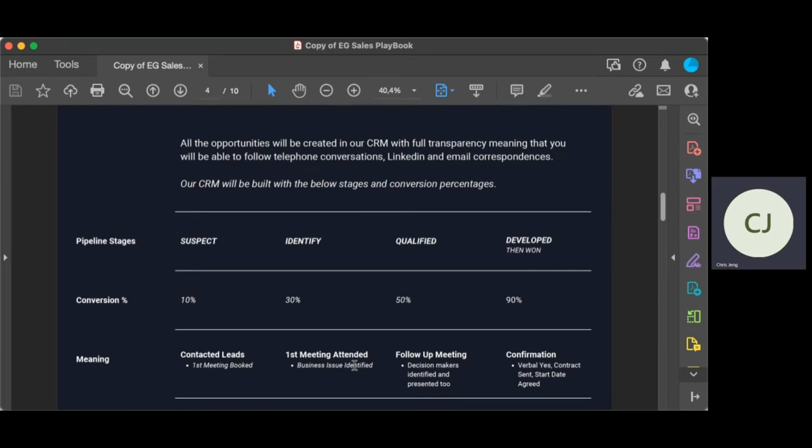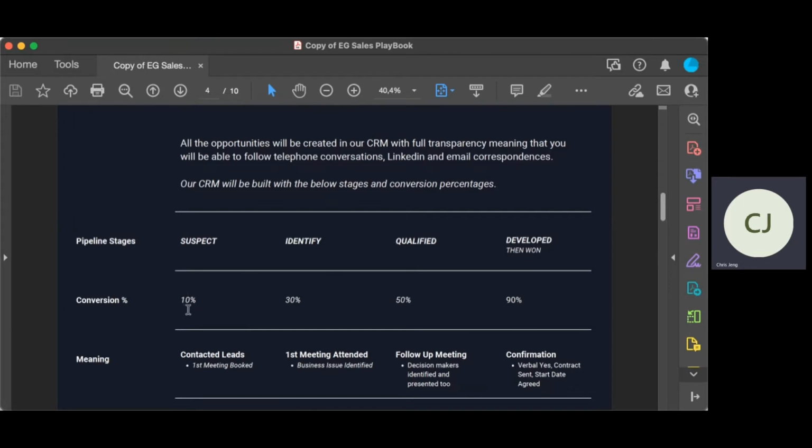Now, because our end goal at European Gateway is to get you to phase two, everything that we do in phase one has phase two in mind. So we're using value selling throughout our collaboration together. Even when we're generating leads, we're still using the value selling methodology. The CRM system, which you get access to, is actually built in the value selling way. So you would have your suspects, identified, qualified, and developed. And typically these are the conversions that we see.